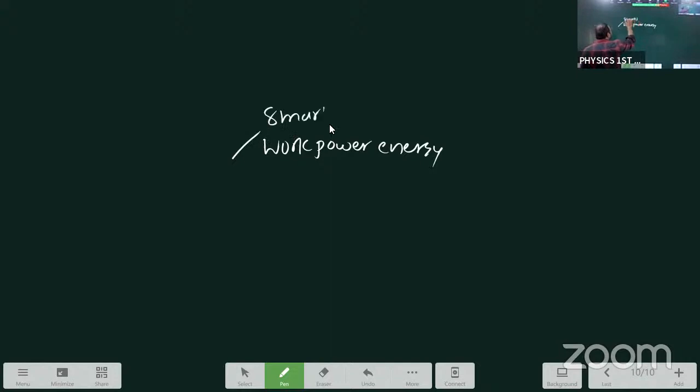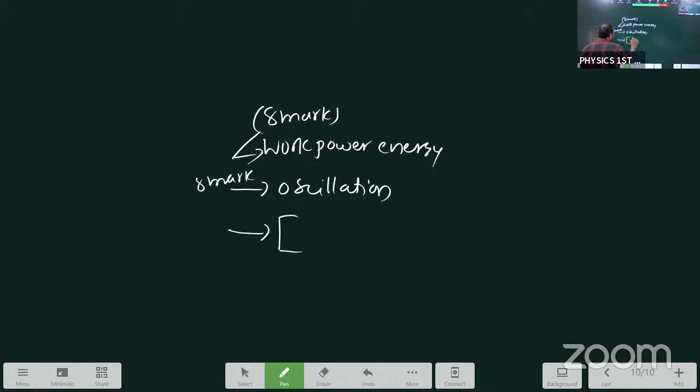Work, power, energy relates to 8 marks. Oscillations, 8 marks. Total 3 lessons from which an 8 marks question is coming. One is work, power, energy. This is the 8 marks LAQ. LAQ from work, power, energy. Oscillations, this one also 8 marks. One more, thermal properties of matter. Overall, I am writing the heat lesson.